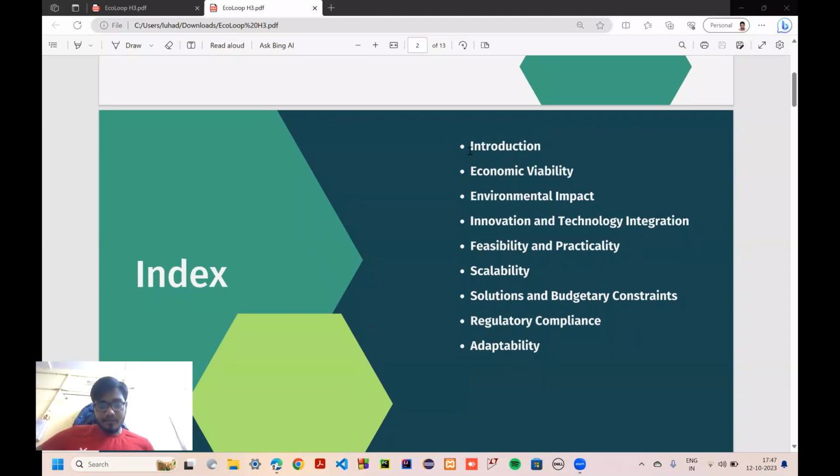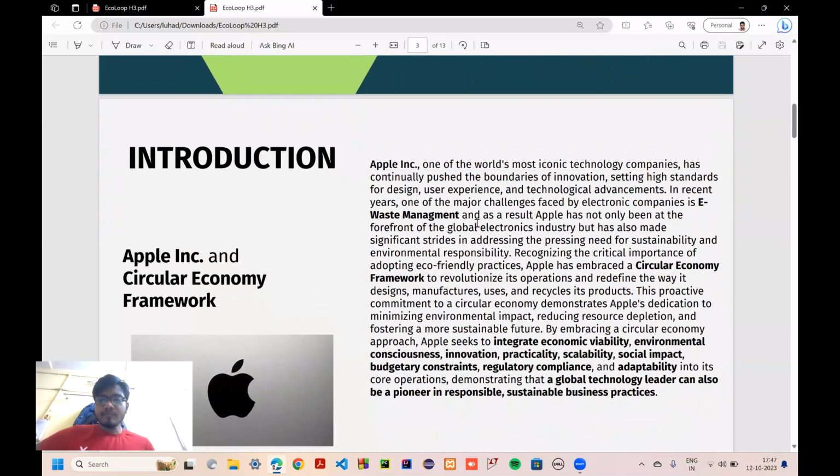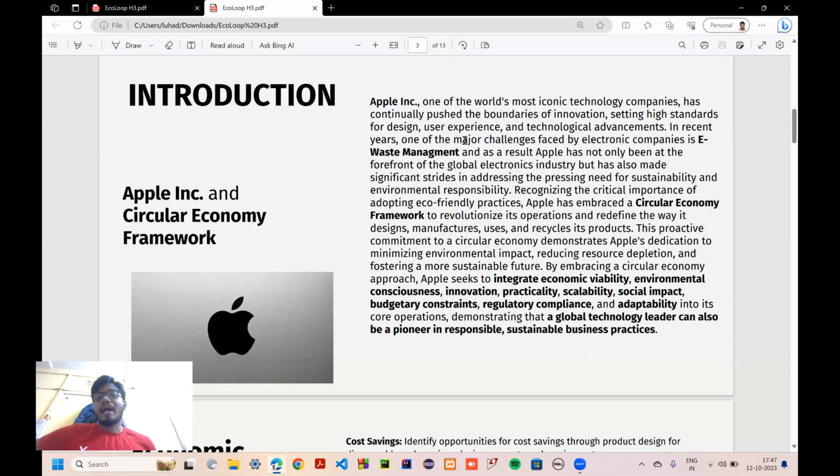In the following presentation, we will have an introduction. Then I'll be explaining a few factors on which Apple has focused to reduce wastage in its operations. So let's start with the introduction. Apple is one of the world's most iconic technology companies and has continuously pushed the boundaries of innovation, setting high standards for design, user experience, and technological advancements.